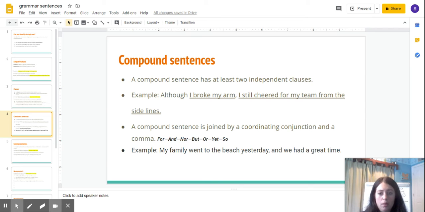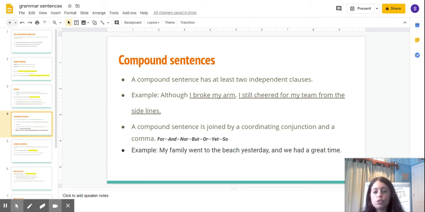So the example of a compound sentence is, although I broke my arm, I still cheered for my team from the sidelines. So I broke my arm is its own thought. You can write that as its own simple sentence. And I still cheered for my team from the sidelines. Those are both its own sentence. But they combined it using something called a coordinating conjunction and a comma.